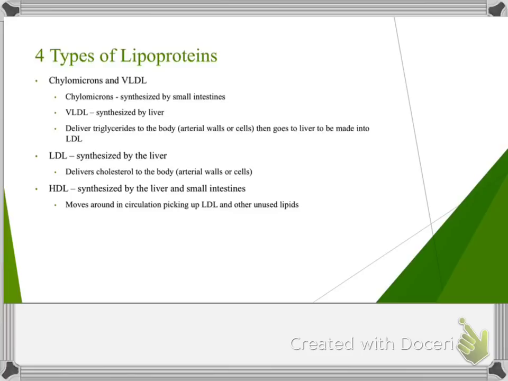So the chylomicron and the VLDL deliver the triglycerides to the body. And they can either go to the arterial walls and build up, causing atherosclerosis, or go to the cells. Then it goes back to the liver to be made into LDL. LDL, again, is synthesized by the liver with the help of that HMG coenzyme A, right? And it delivers cholesterol to the body, which is either going to go, again, to the arterial walls, or it's going to go to the cells.